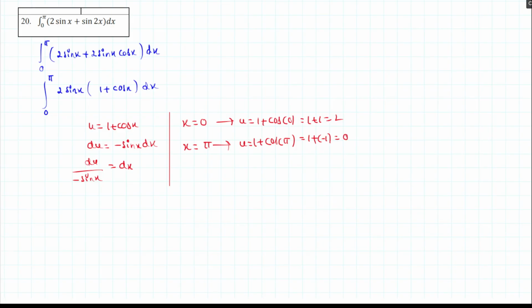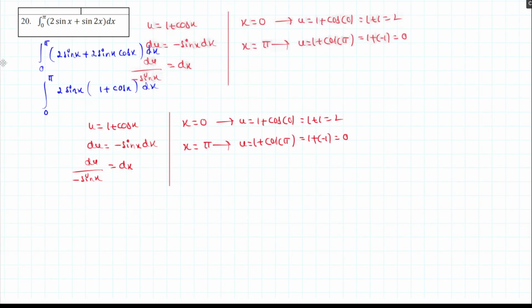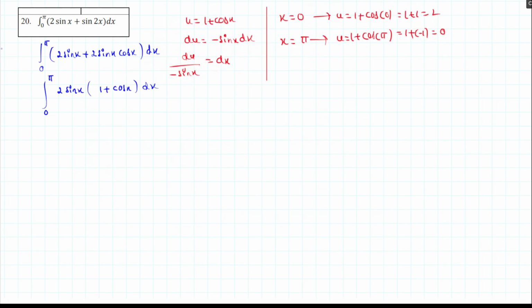So this integral can be written as: the lower limit 0 becomes 2, and the upper limit pi becomes 0, and 2 sin x, and 1 plus cos x is u, and dx is du over negative sin x. You can see this sin x and this sin x get cancelled. So negative 2 can be factored out of the integral, that is the integral from 2 to 0 of u du, times negative 2.